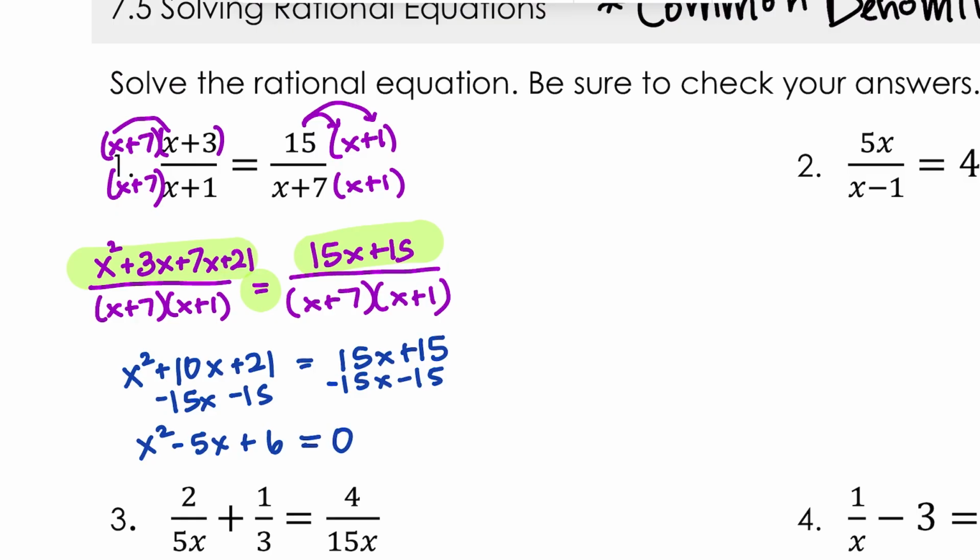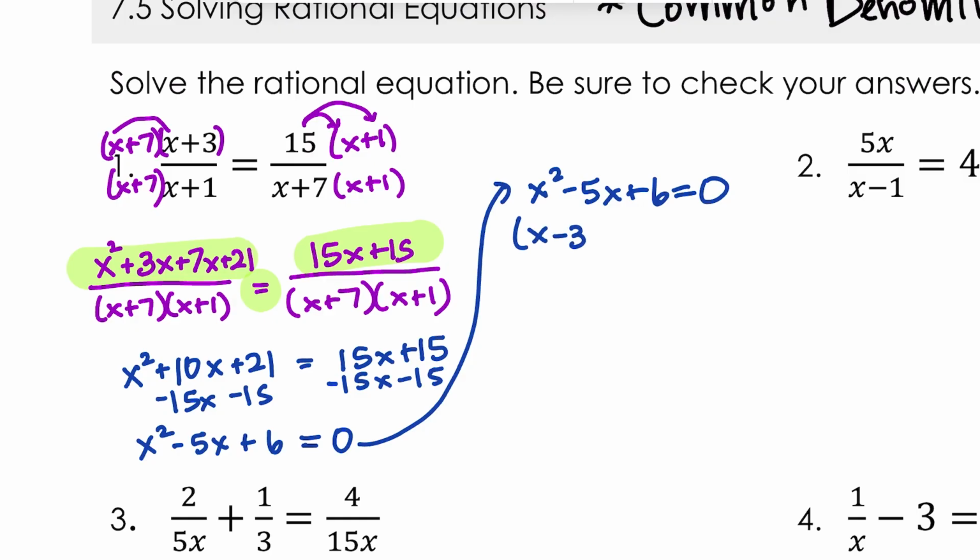And from there, I want to try and factor. So kind of coming up here, I'll just rewrite that. What multiplies to 6 and adds to negative 5? So it multiplies to a positive 6, adds to a negative 5. I have x minus 3 and x minus 2. Negative 3 and negative 2 multiply to 6, add to negative 5, equals 0. And then we set each piece equal to 0. So x is 3 and x is 2.